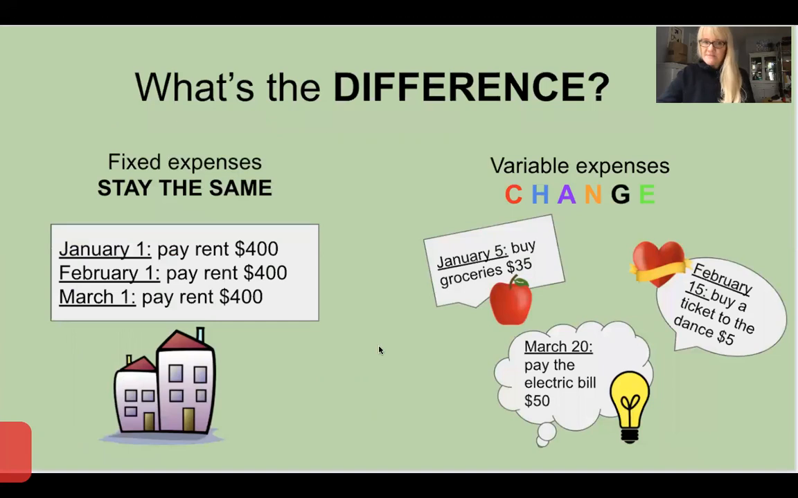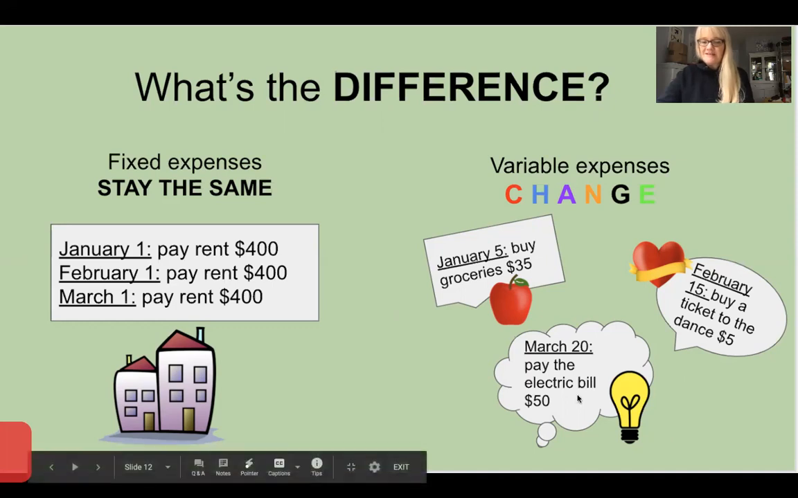So what's the difference between fixed and variable expenses? Fixed expenses stay the same. January 1, you pay the rent, $400. February 1, you pay the rent, $400. March 1, you pay the rent, $400. It's the same. It doesn't change. Variable expenses change. January 5, you buy groceries for $35. February 15, you buy a ticket to the dance. It's only $5. March 20, you pay the electric bill. It's $50. These are all different. They change.